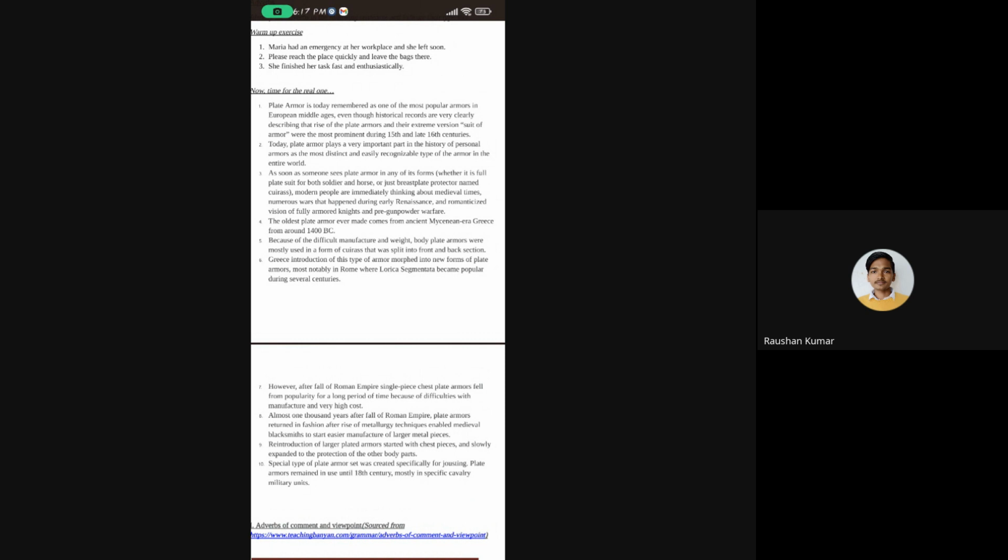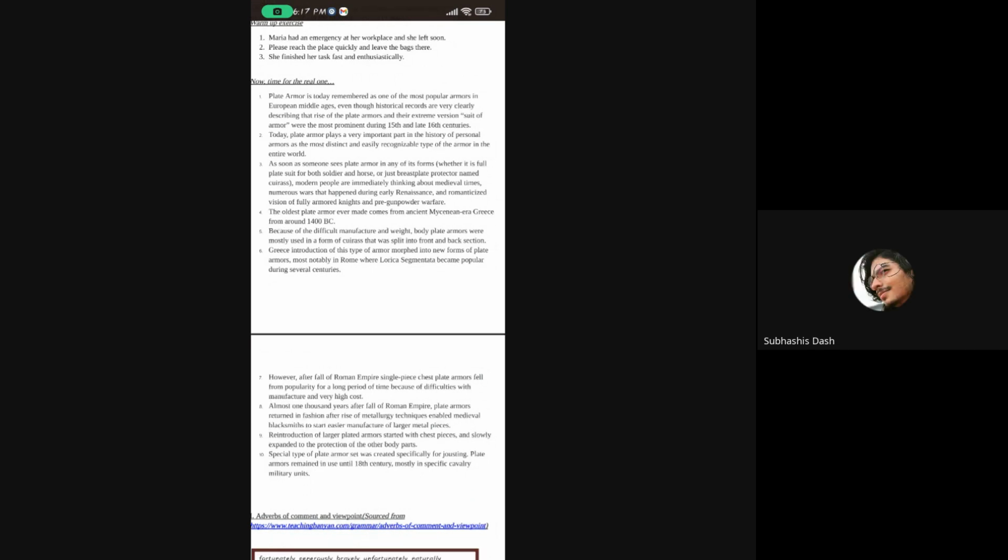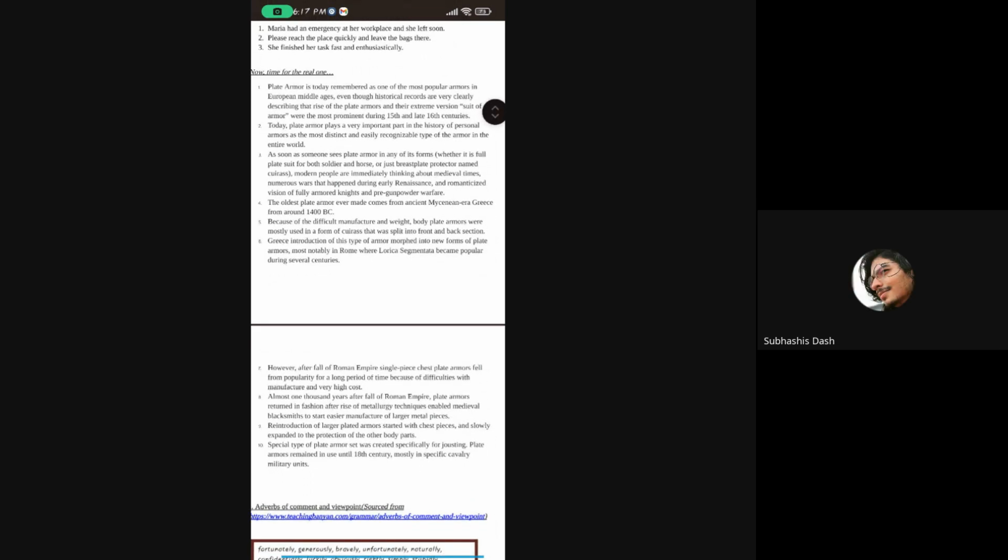Next one: "armors is the most distinct and easily recognizable type of the armor." Most, yes, and easily. Okay. Most and easily would be your adverbs there. Third one, you don't have anything. Third line, as in third sentence.